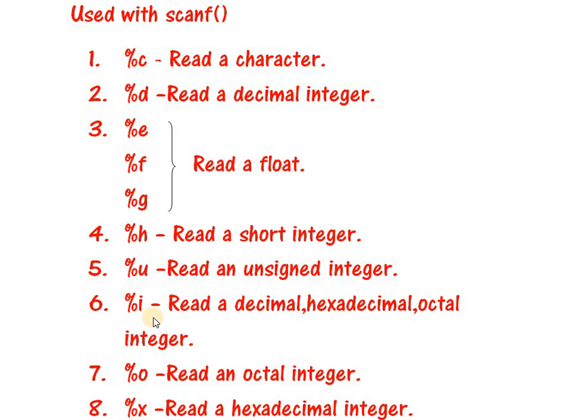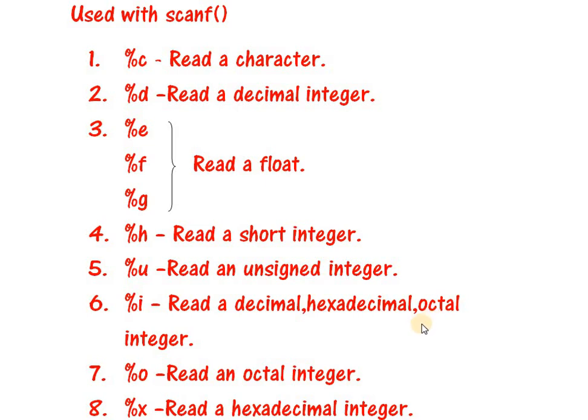Next is %i. Read a decimal, hexadecimal or octal integer. Decimal integers are 0 to 9. Hexadecimal has 16 digits: 0 to 9 and A to F, where A is 10, B is 11, C is 12, D is 13, and so on. And for octal we use 0 to 7, that is 8 digits.